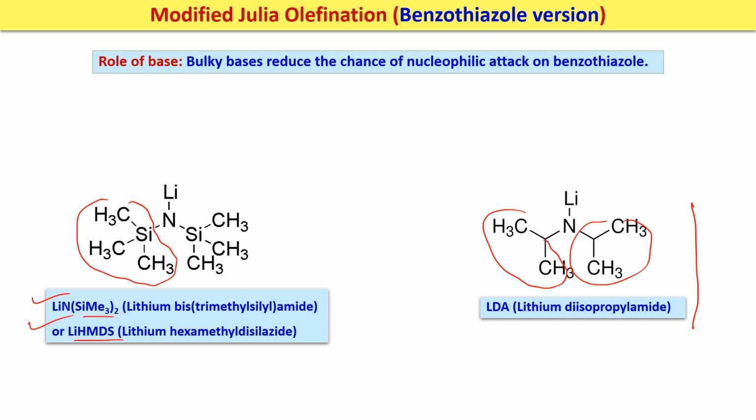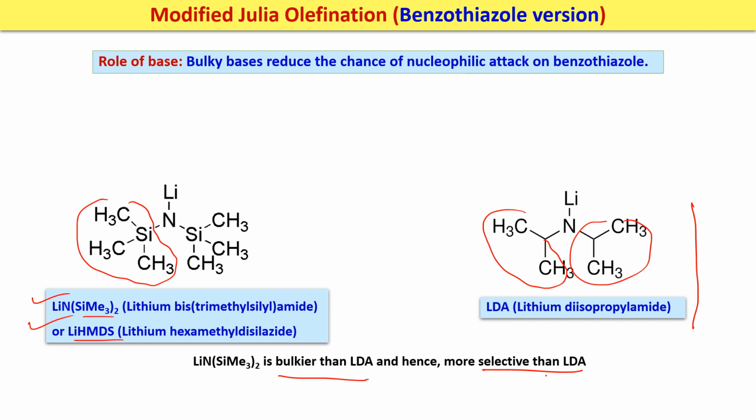So when we have replaced the isopropyl group with this type of large group, what happens? Now this is bulkier than the original LDA, and hence it is more selective than LDA. The good point of using a bulky base is that it reduces the chance of nucleophilic attack on the benzothiazole, because this is a very electron deficient heteroaryl system. If the base is not very bulky, it can attack this. There is a chance it will also attack this benzothiazole moiety. That we do not want. So that is why we use bulky bases.